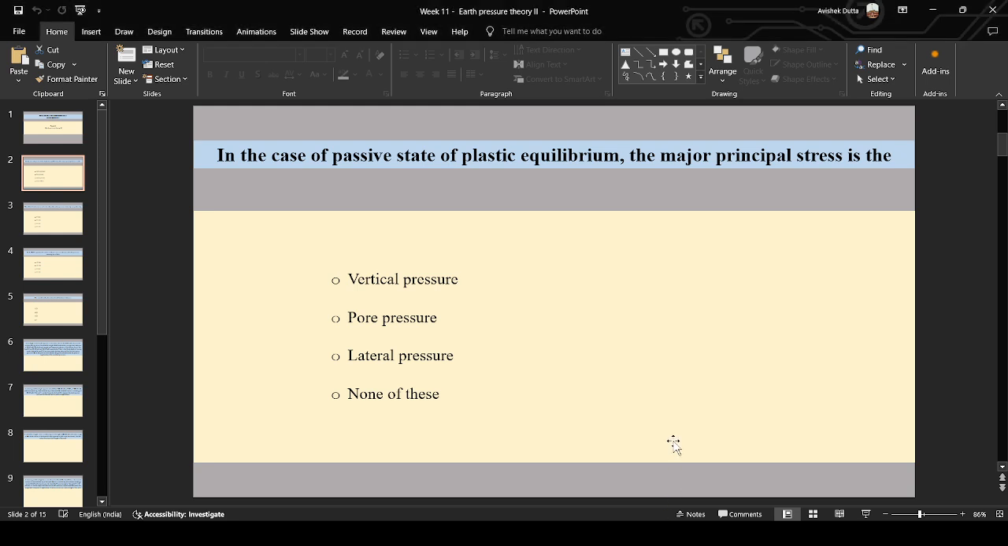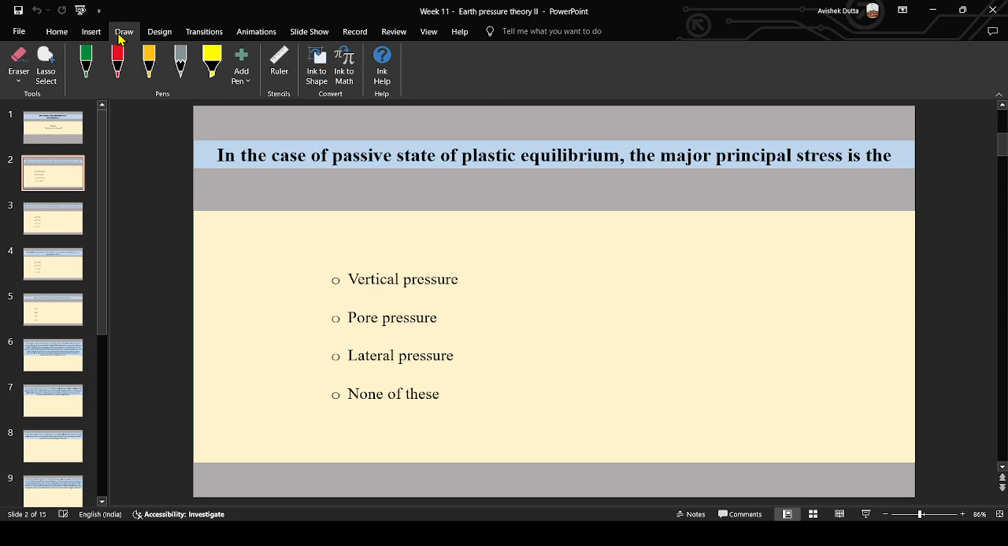In the case of passive state of plastic equilibrium, the major principal stress is, the answer is lateral pressure. Why? Because for passive state, if this is the backfill and there is a retaining wall, the wall moves towards the backfill. So the major principal stress is lateral.